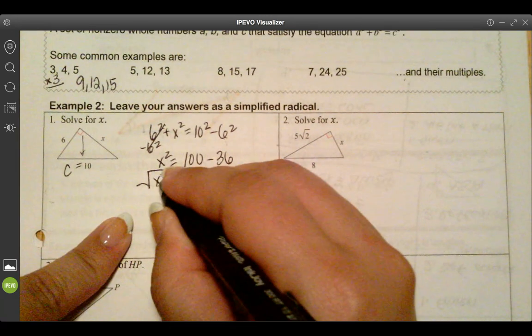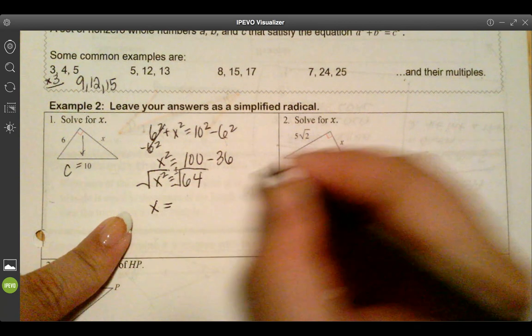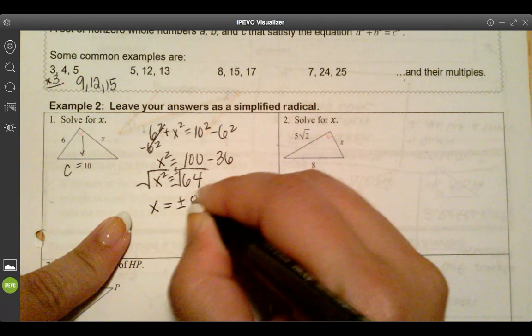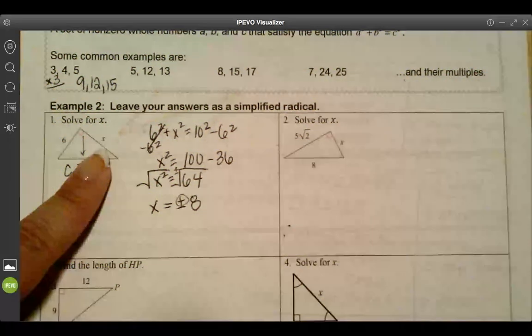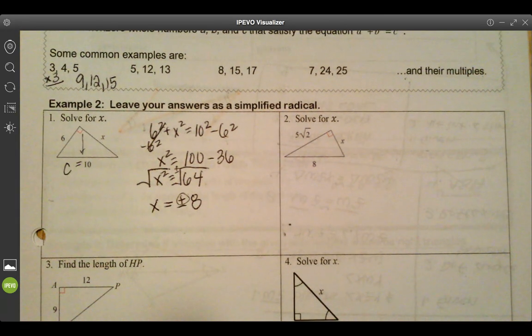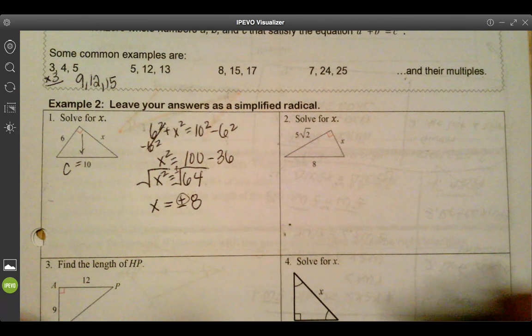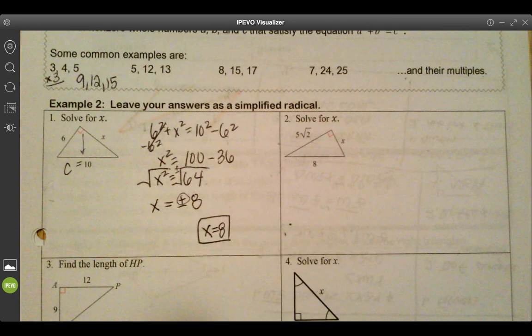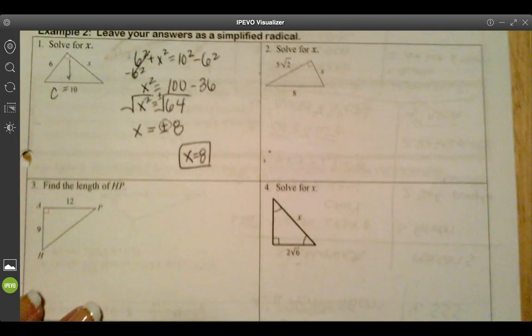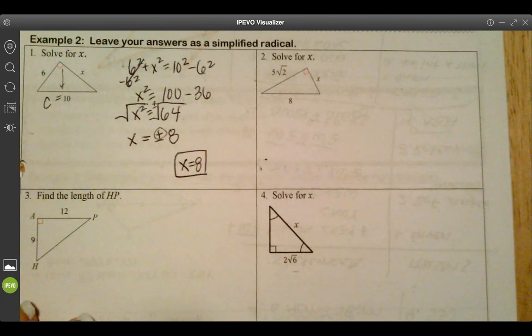So we can say the square root of x squared is x, equals plus or minus the square root of 64, which is 8. However, notice x is a length, so we will choose the positive one. For this chapter, almost always we'll only need the positive one, but you still have to write in that step because it is mathematically correct to have the plus and minus. And so x equals 8. Okay, go ahead and try these next 4, and then I'll go over them with you.